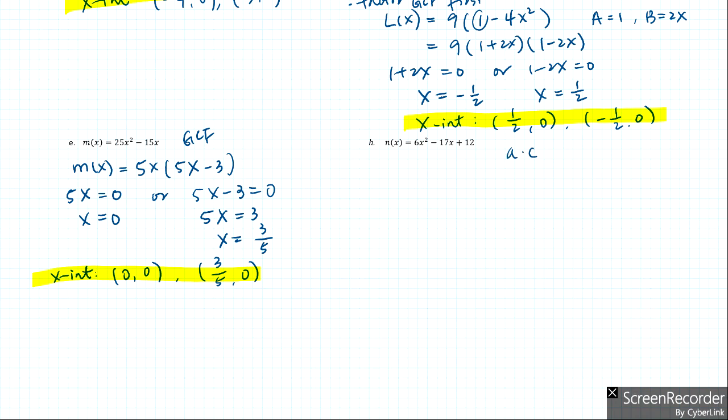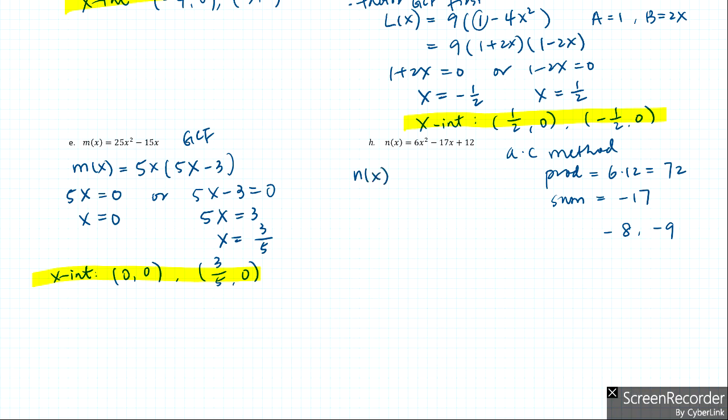To use the AC method, we're going to have two numbers that multiply out to the product of A times C, which is 6 times 12, or 72. We want the sum of these two numbers to be equal to B, which is negative 17. Because the sum is negative and the product is positive, these two numbers have to both be negative. And that happens in this case. It actually works out pretty nicely. For 72, it has a factor pair of negative 8 and negative 9.